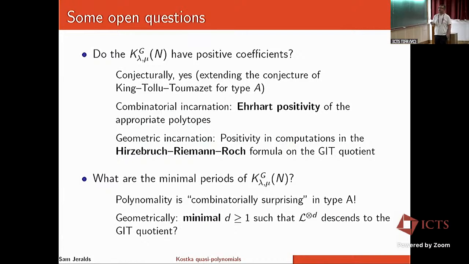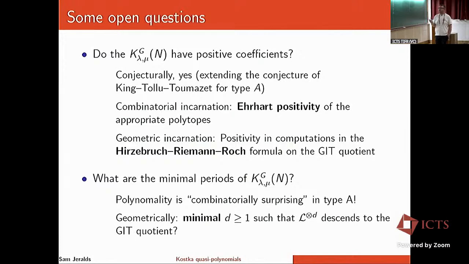So again, the combinatorial incarnation is Ehrhart positivity of Berenstein-Zelevinsky polytopes, Gelfand-Cetlin polytopes. A geometric incarnation is: could you not just use asymptotic Riemann-Roch to know about how these things grow, but if you really sat down and tried to compute Riemann-Roch on the GIT quotient for these line bundles, is there any apparent positivity happening in those computations? This is something that I think would be very interesting to explore. It's not something that we have looked at.